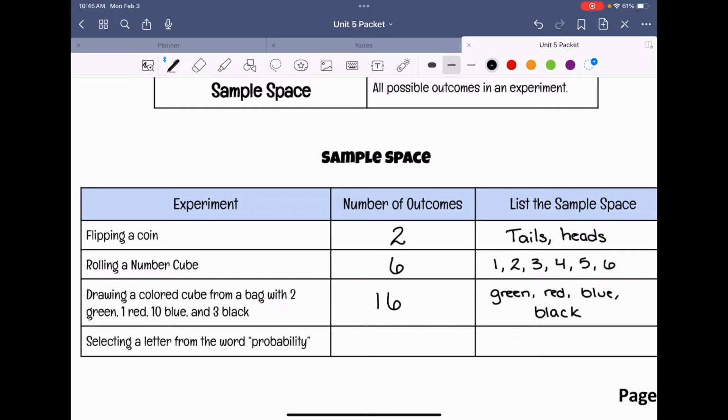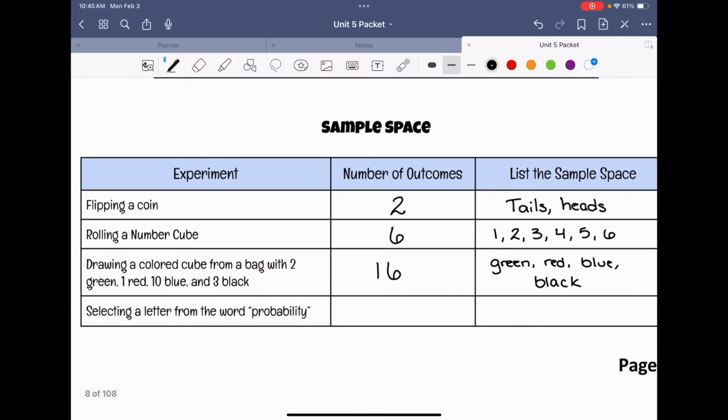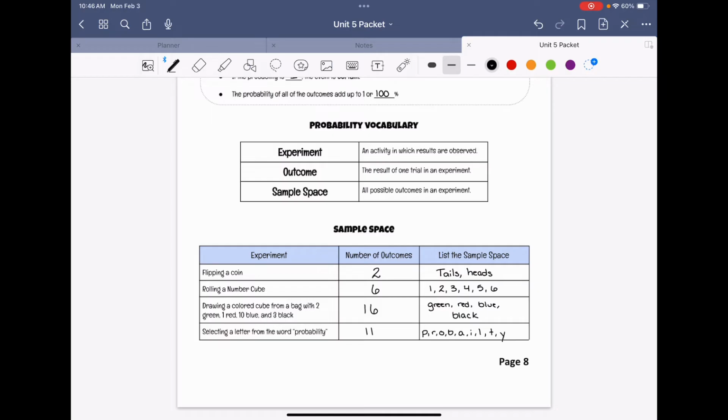Selecting a letter from the word probability, there are 1, 2, 3, 4, 5, 6, 7, 8, 9, 10, 11 letters in the word. Now, when I list the sample space, I'm only going to list the letters once. So I've got P, R, O, B, A. I'm going to skip over the B, I, L, don't need an I anymore, T, Y. So that would be my sample space. Next page.